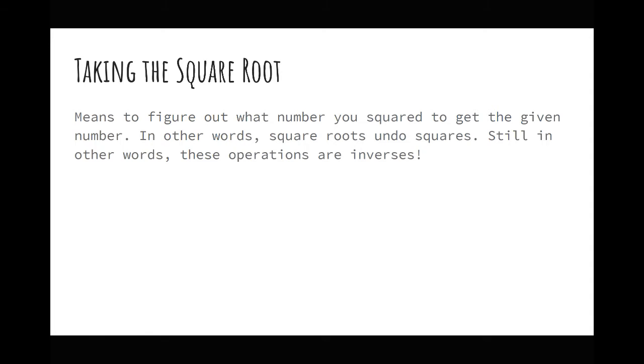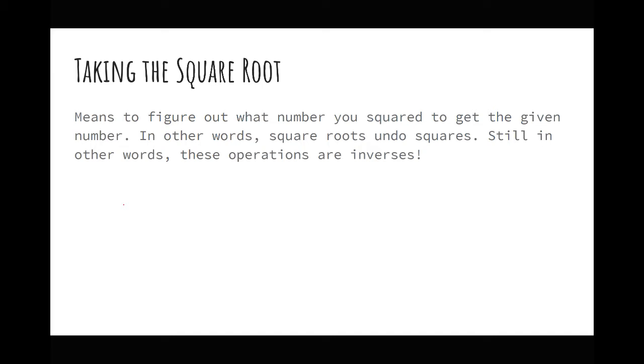Okay, taking the square root is the opposite of that. So this means to figure out what number you squared in order to get the given number. In other words, square roots undo squares. Still in other words, these operations are inverses. So let me explain why that is.